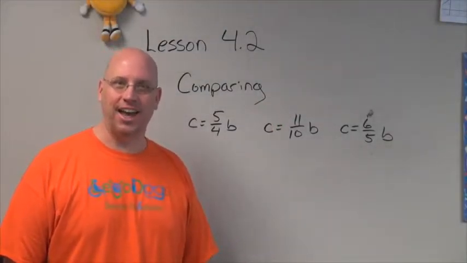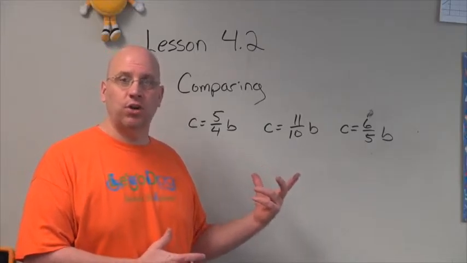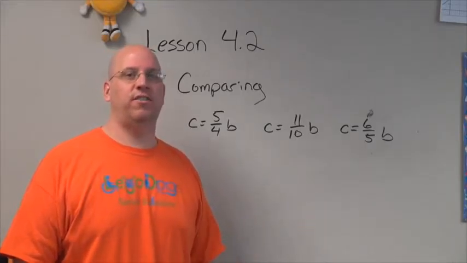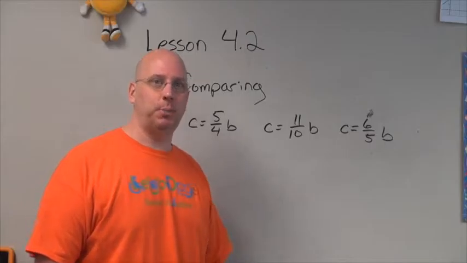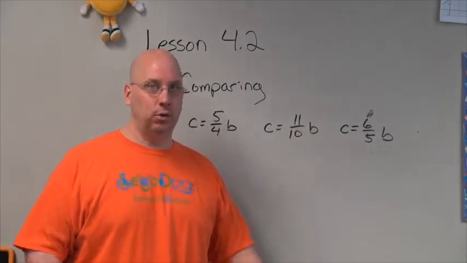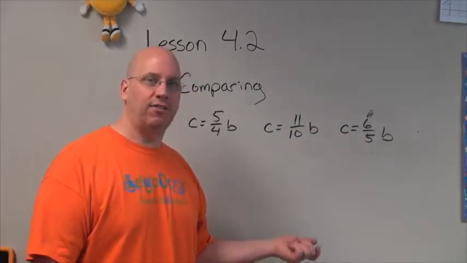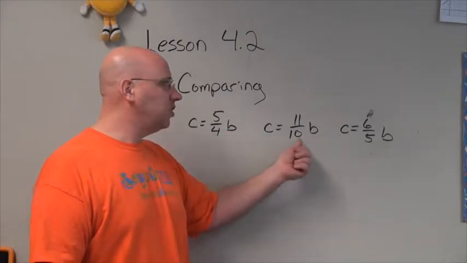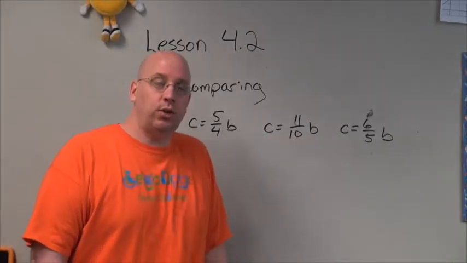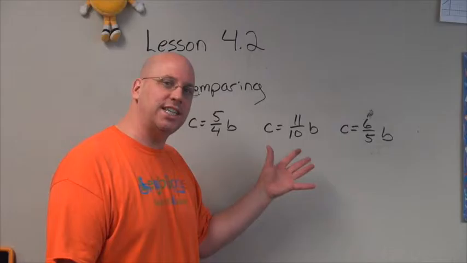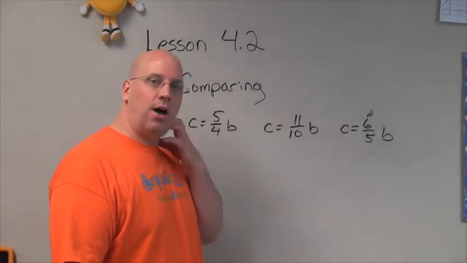We're comparing again. Let's say you have 3 different stores and there's 3 different rates, and you're trying to figure out which one is the cheapest. Well, there's no initial value, which makes it easy. We don't have to graph. But we need to compare the slopes here, or the rate of change, or the cost per battery, which is what this is. So, how do we do that?